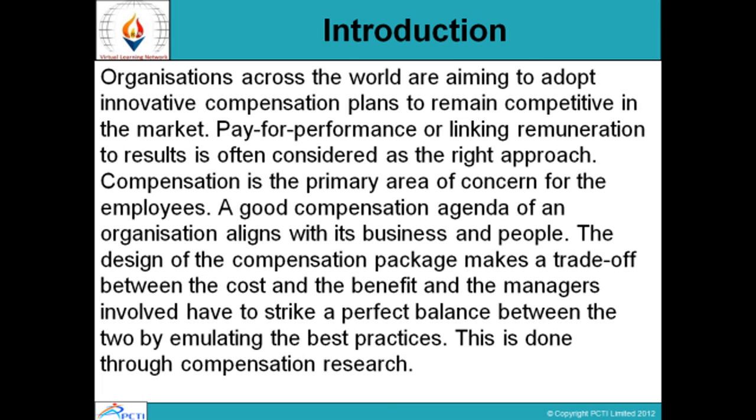Organizations across the world are aiming to adopt innovative compensation plans to remain competitive in the market. Pay for performance, or linking remuneration to result, is often considered the right approach. Compensation is the primary area of concern for the employees. A good compensation agenda of an organization aligns with its business and people.